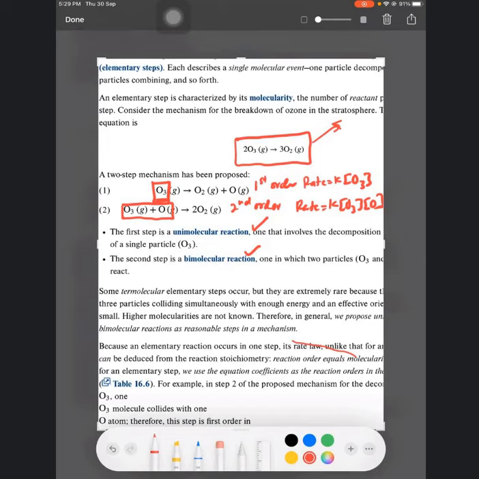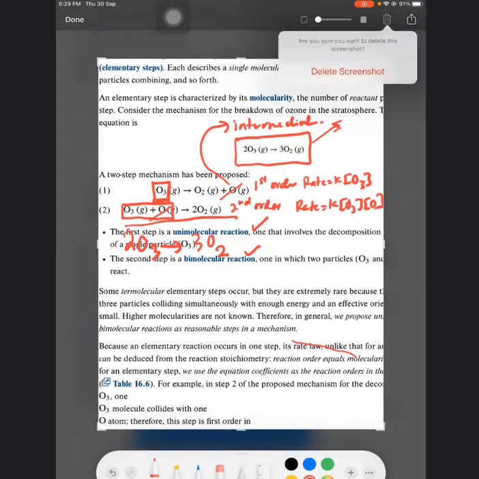O. Okay, so yes, kalau kita campurkan step 1 and step 2, nampaknya spesies yang kita boleh cancelkan adalah O. Sebab bila kita campurkan, kita akan dapatlah 2O3 to produce 3O2. So nampaknya O kita kat sini adalah an intermediate. Okay, alright.